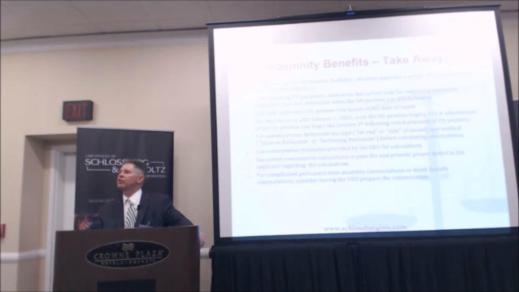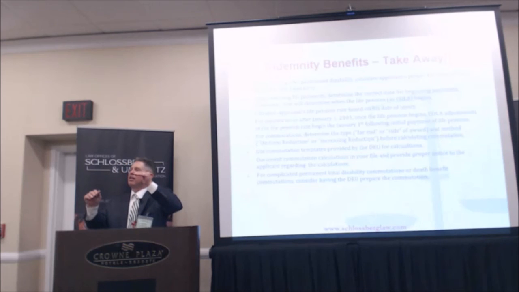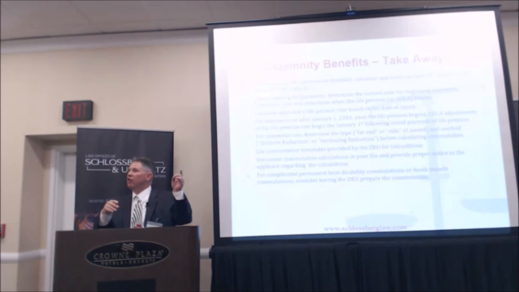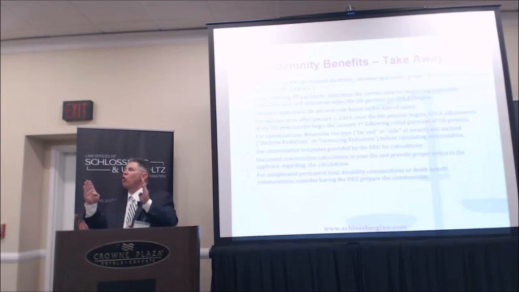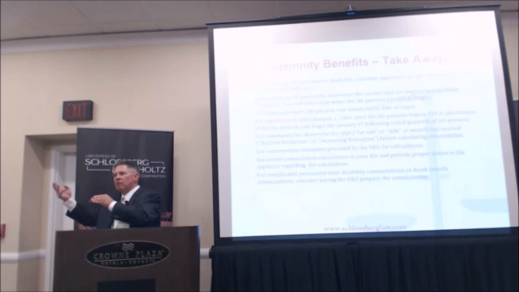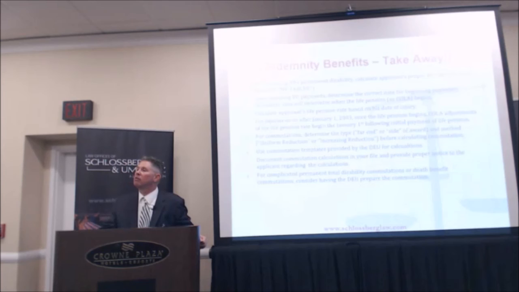The COLA begins the January 1st after you start the benefit. So let's take a life pension. Use my example where we have 13 years. During that 13 years, there is no COLA adjustment to the life pension. It's only when the life pension kicks in that then the next year the COLA benefit increases it. Now, are you talking the original rate, or the reduced rate as a result of the commutation?